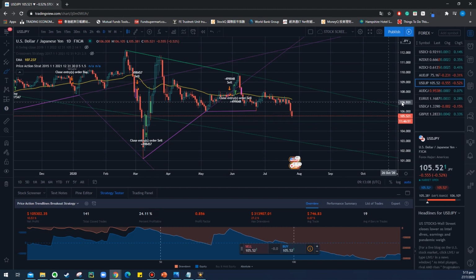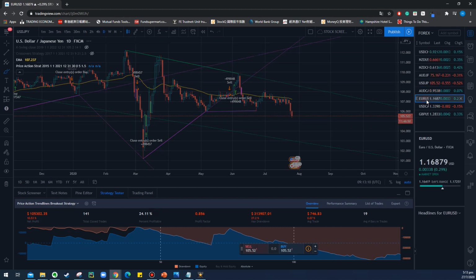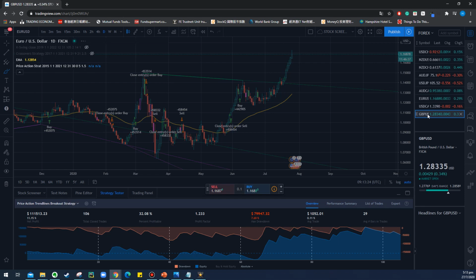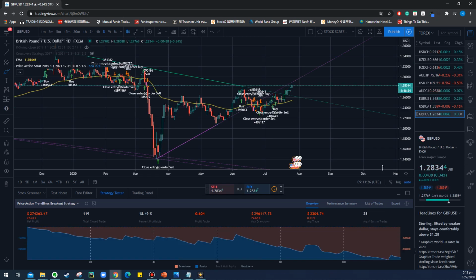Next, I checked the Euro USD pair. The performance is much better, with a profit factor of 1.2 and 106 closed trades. The downside is that the win rate is only around 30% and the max drawdown is quite high. Then I checked the pound sterling to US dollar pair. Again, the performance is not up to standard, so we quickly skip this pair.